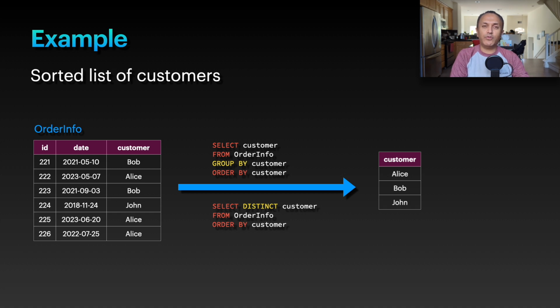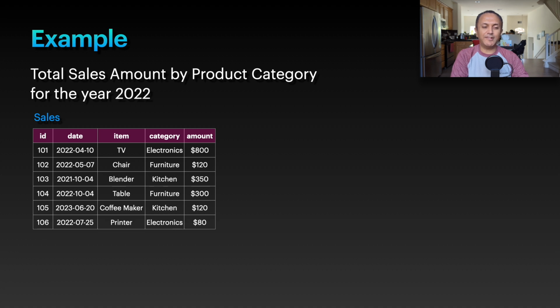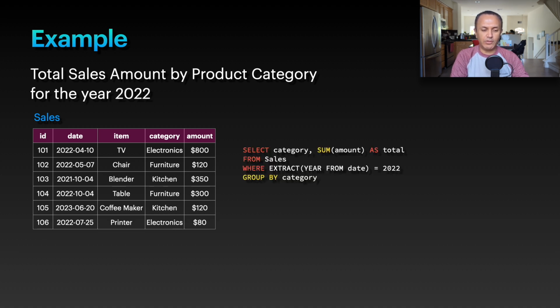We can also have queries that have certain filters on them. So you could say, okay, I want the sales amount per category, but I want this only for the sales that happened in the year 2022. So the query would include a where clause that filters by the year part of the date, and it has to be equals to 2022. So anything that does not satisfy this will not be part of the result.